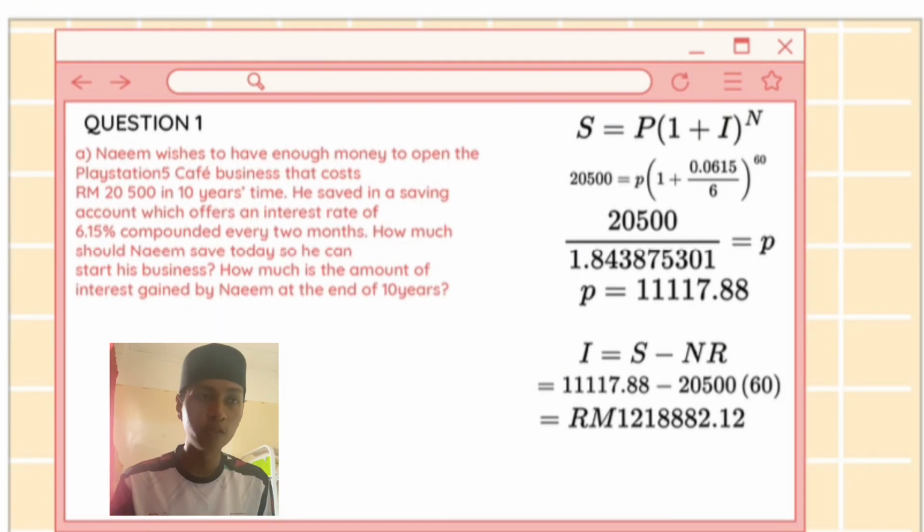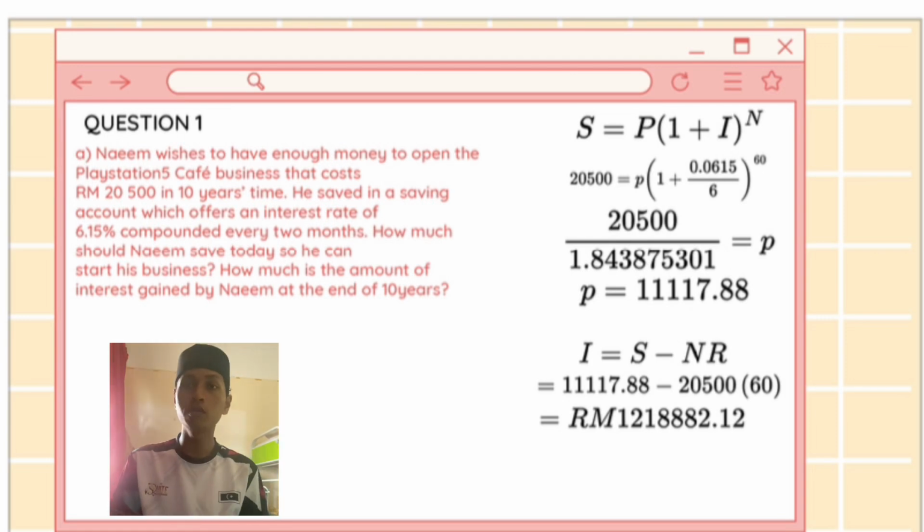Question 1A. Naim wishes to have enough money to open a PlayStation 5 cafe business that costs RM 2,500 in 10 years' time. He saves in a savings account which offers an interest rate of 6.15% compounded every 2 months. How much should Naim save today so he can start his business? How much is the amount of interest gained by Naim at the end of 10 years?